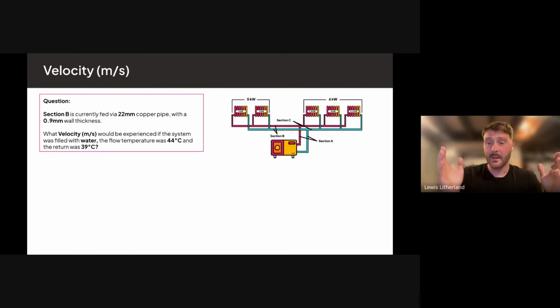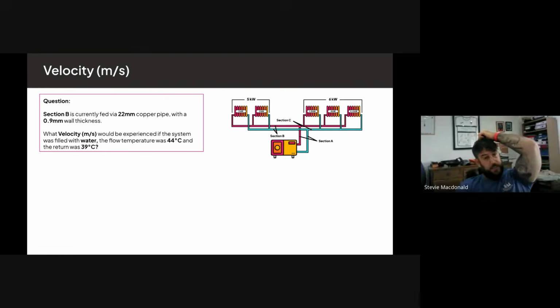So anyone want to dive in with what would be the first thing to answer this question? What would you need to do to start off with? The question's still on the screen. Stephen. Work out the area of the pipe to start?